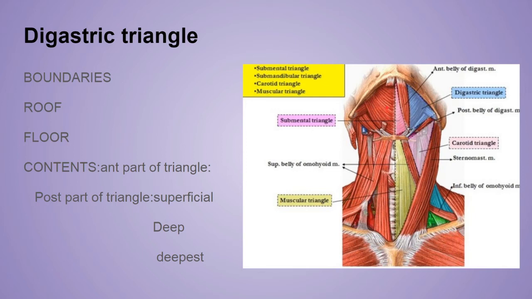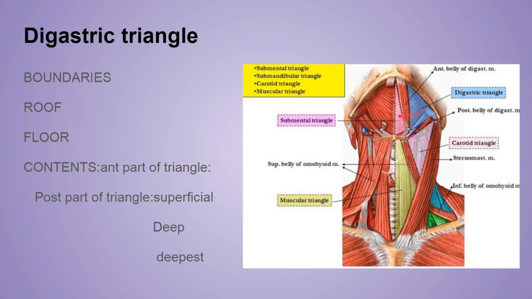And remember, deep fascia is also present in the roof of this, and the deep fascia actually splits to enclose the submandibular salivary gland. If you know, the submandibular salivary gland is present over here in this region. So in the contents also we can consider the submandibular salivary gland. Over here the submandibular salivary gland is split by the deep fascia at the roof of this triangle.